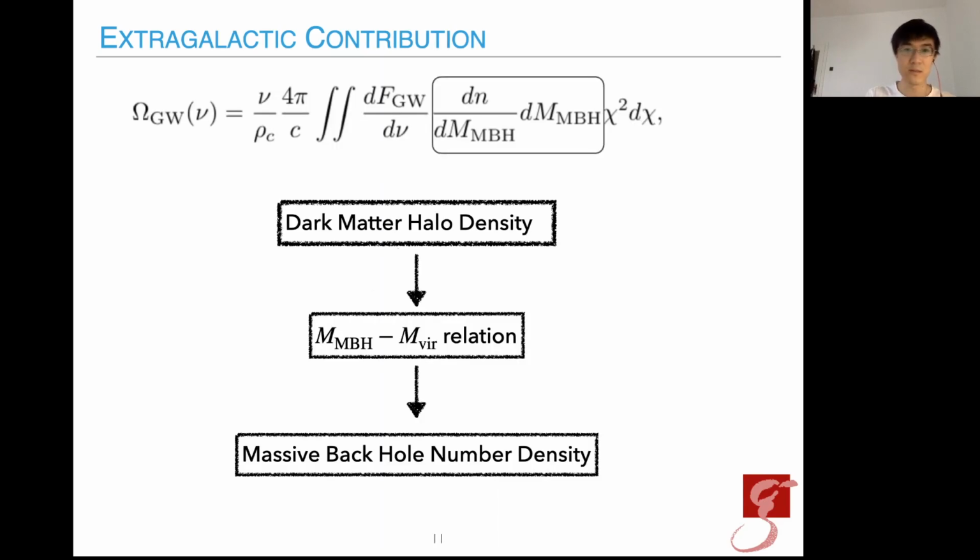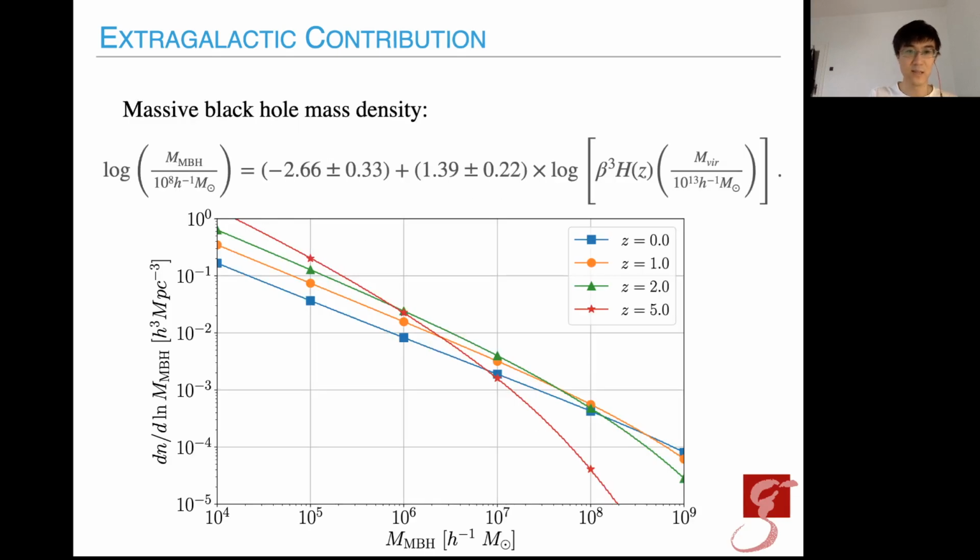So here, the core of this modeling is this term, which is the massive black hole's number density. So we obtain this result by starting with the dark matter halo number density, which can be known from either theories and the dark matter N-body simulations. And then we utilize a relation between the central black hole's mass and the virial mass of the dark matter halo. Then with this relation, we can translate the dark matter halo density to the massive black hole's number density. And this is the result.